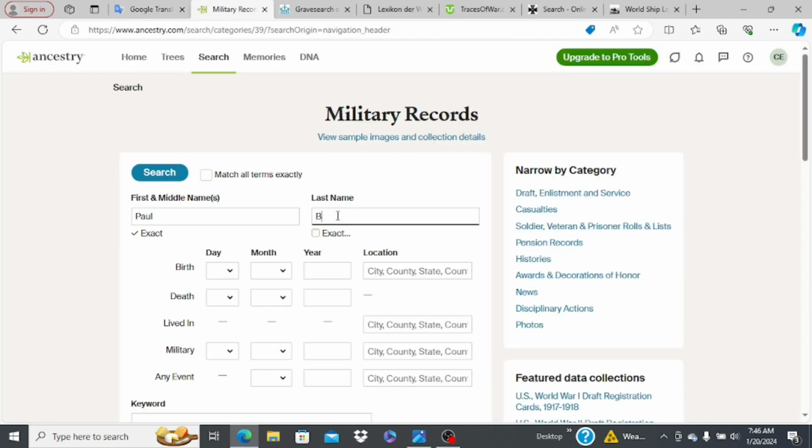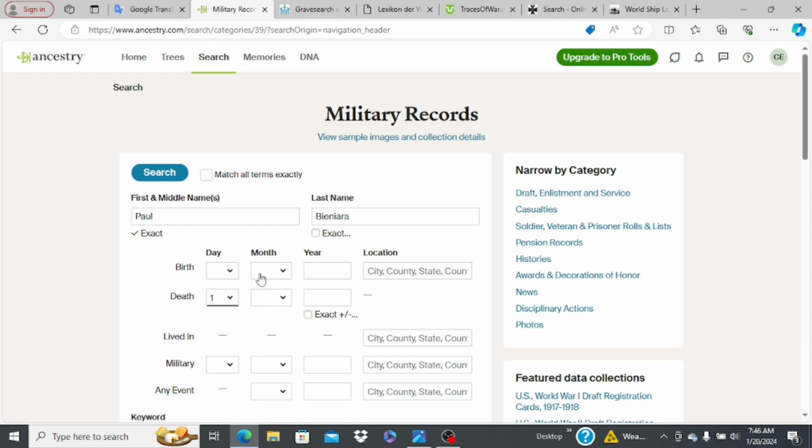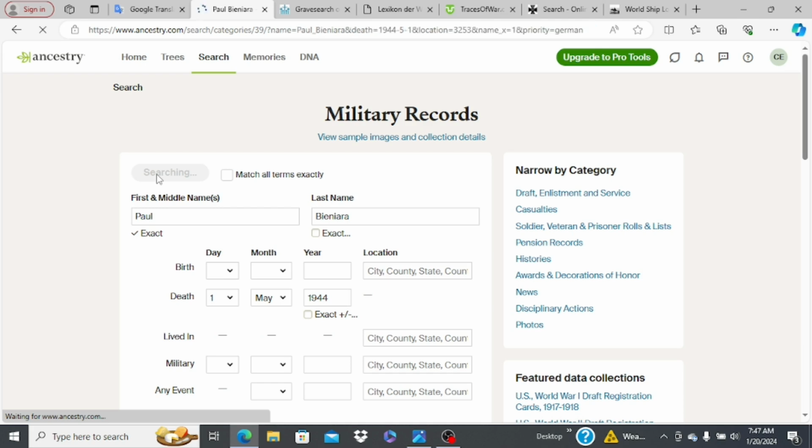I already have Paul's first name typed in, Bianiara, death date of 1/5/1944. Now, it's important to note, especially for my American viewers, that Germany writes dates as day, month, year, not month, day, year. So 1/5/1944 is May 1st, not January 5th. Definitely a good thing to keep in mind as we go forward here.